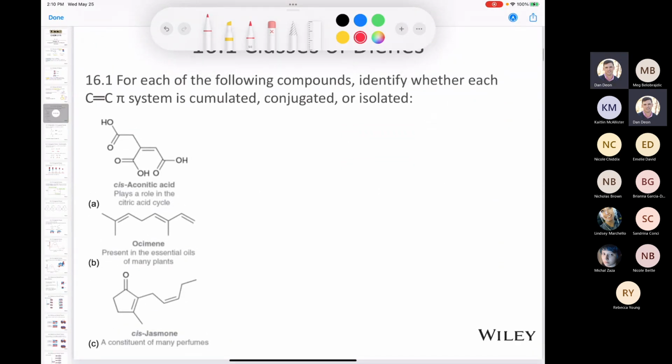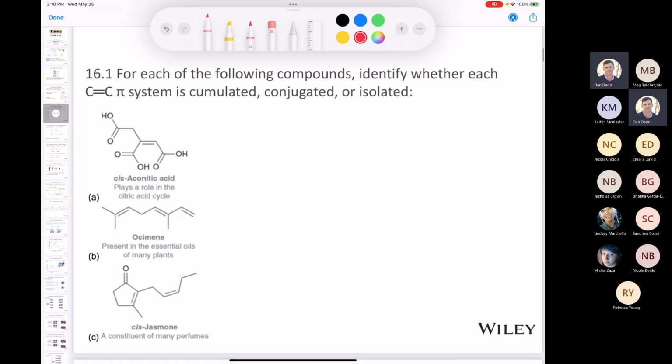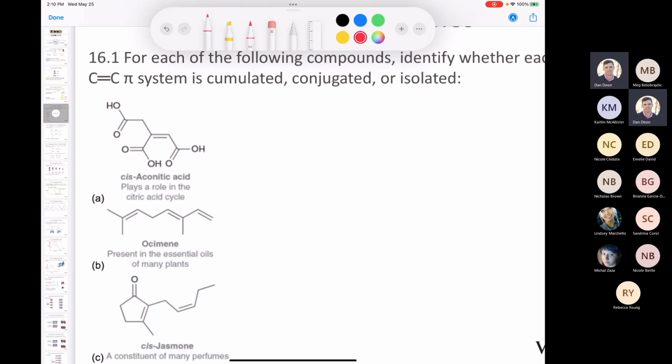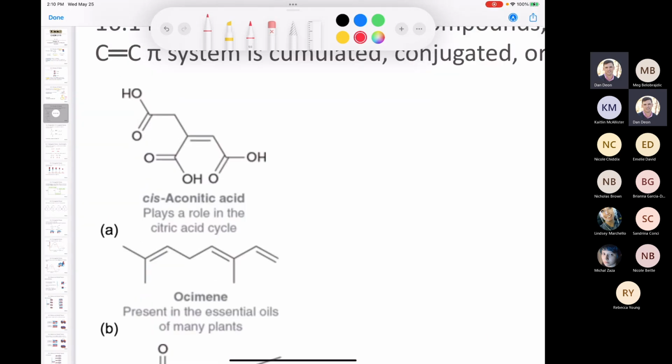Not the most complicated thing that we've ever looked at in this class, but it says here, for each of the following compounds, identify whether each carbon-carbon pi system is cumulated, conjugated, or isolated. Let's start with this compound here. This is cis-aconitic acid. It plays a role in the citric acid cycle.